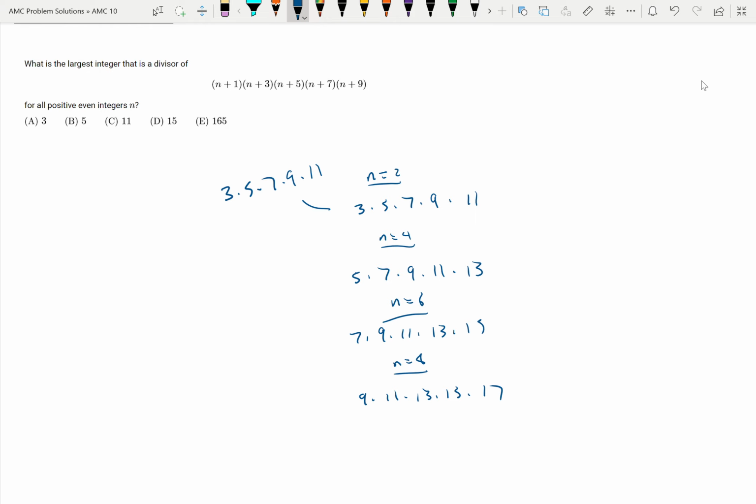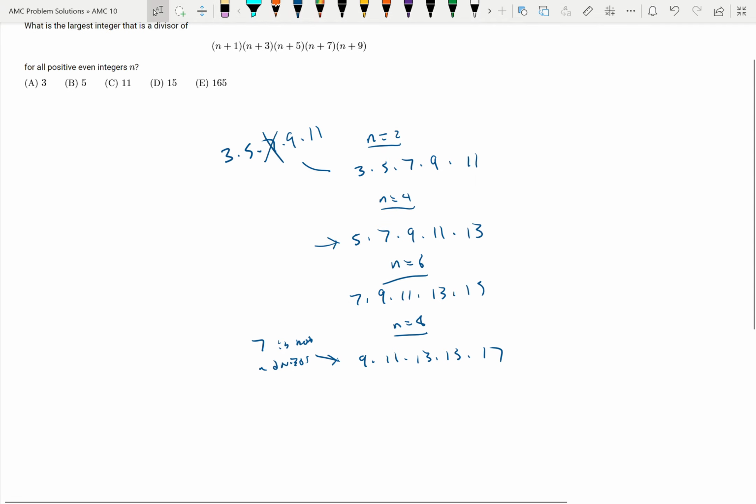Then we go to the next one. Yeah, all of those are a divisor of that. But when we go down here, 7 is not a divisor of this. So therefore, the largest divisor will not have a 7 in it.